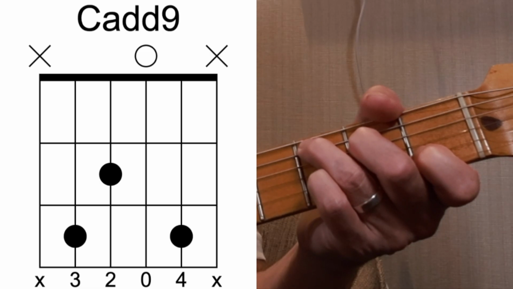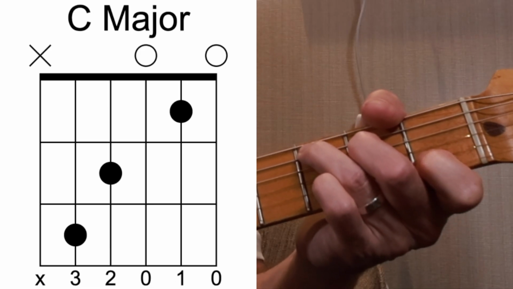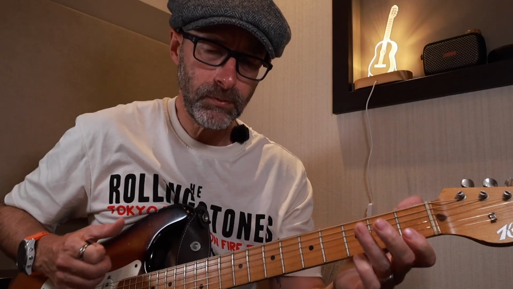And then we can do the same with a C add 9 chord. We can use this chord. So these are the basic open chords you'll come across. If you have a brief understanding of this, you can start to construct your own chords and figure them out.